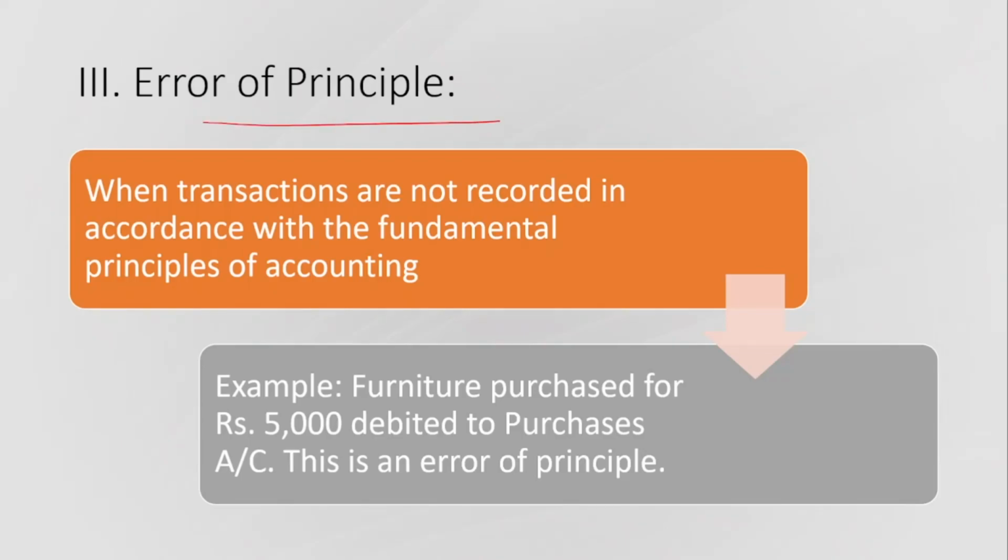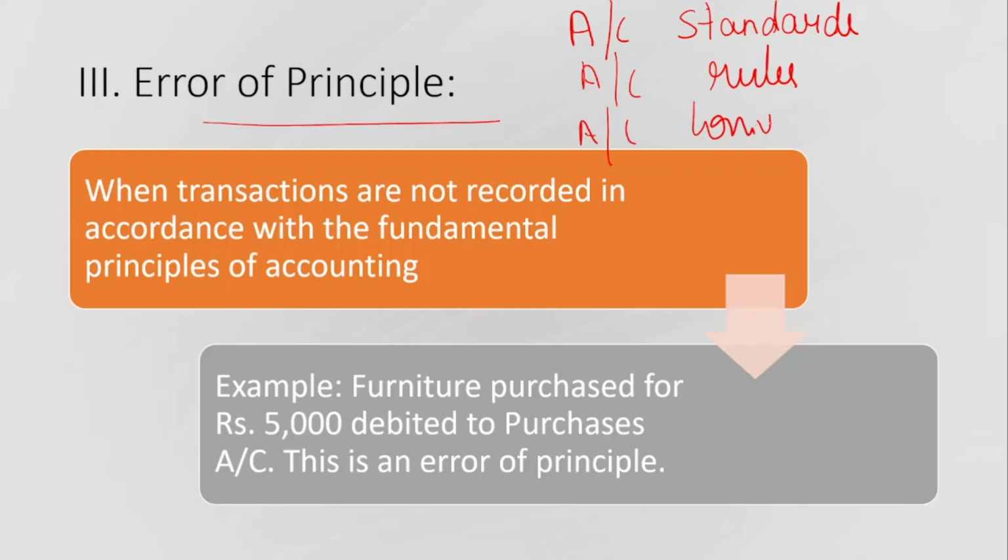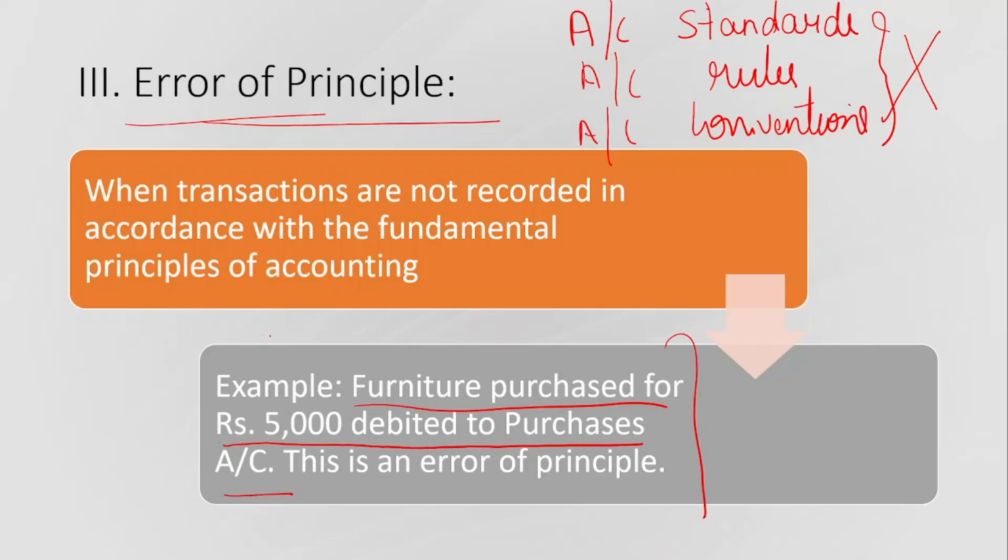Next come errors of principle. Principle means, in accounting you have accounting standards, accounting rules, and accounting conventions. Three things are there. If you miss out any one, that is known as error of principle. For example, furniture purchased for rupees 5,000 debited to purchase account. This is an error of principle.